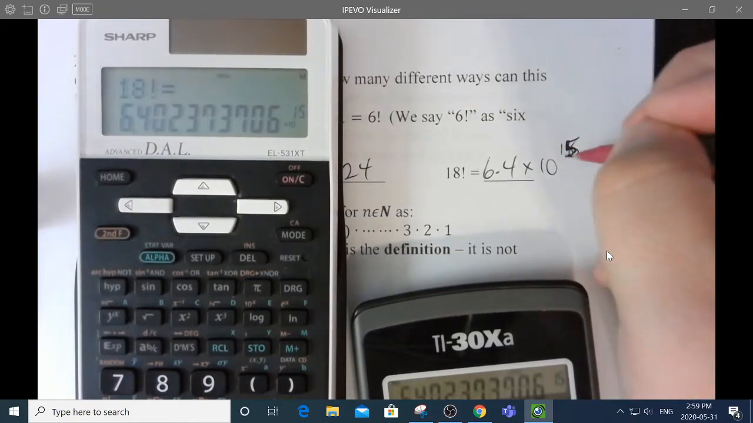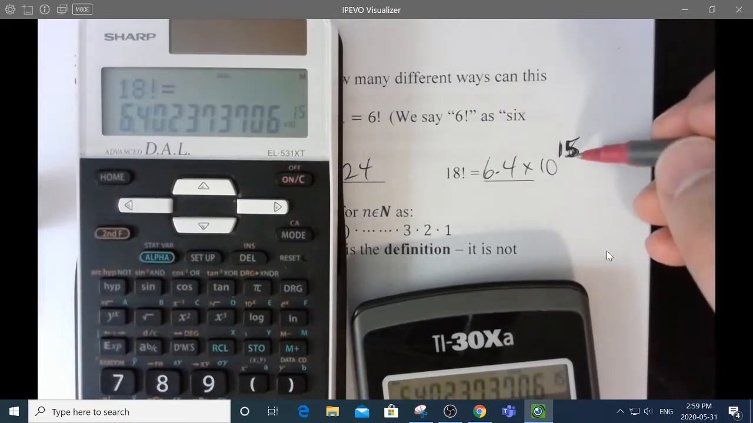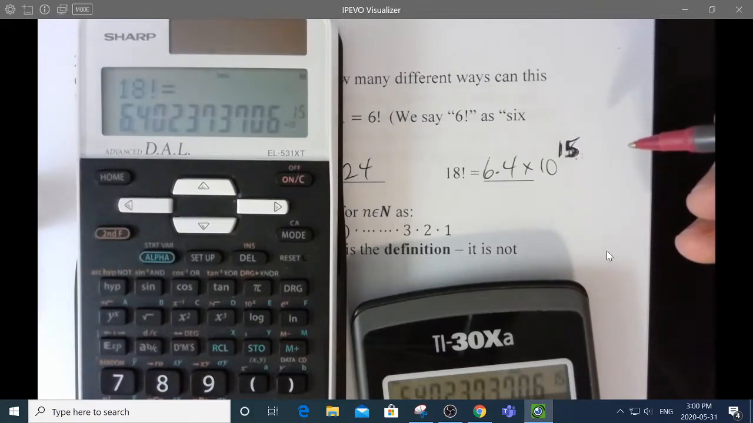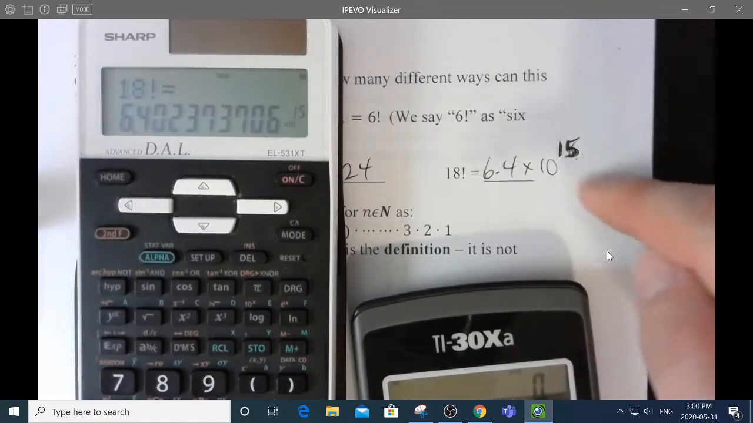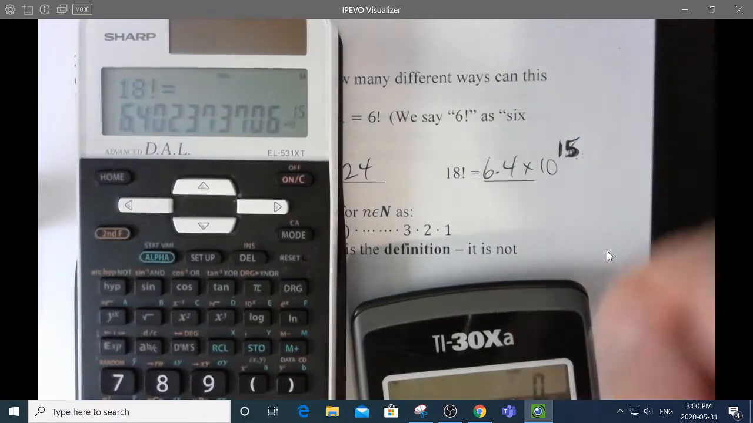And what kind of a number is 10 to the 15? Well, 10 to the 6 is millions, so 10 to the 9 is billions, 10 to the 12 is trillions. What comes after trillions? I want to say quadrillions, is that right? So this is 6.4 quadrillions. That is an amazing thing to think about.